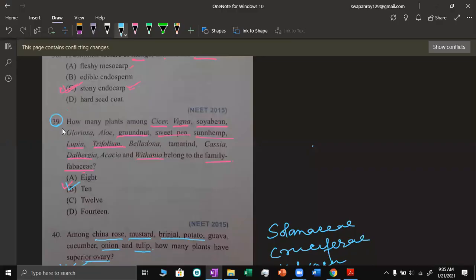Hello. Yes, sir. Here in this question there is a problem in the option group. The options are 8, 10, 12, and 14. But I think this one, Withania, is not from the family Fabaceae. This one is from Solanaceae.